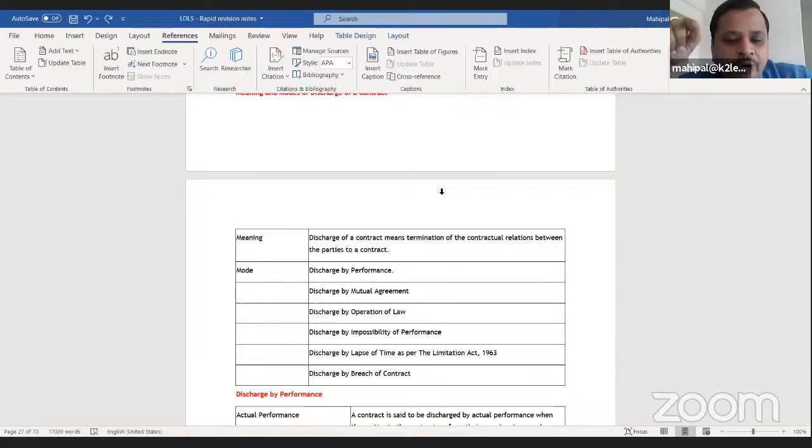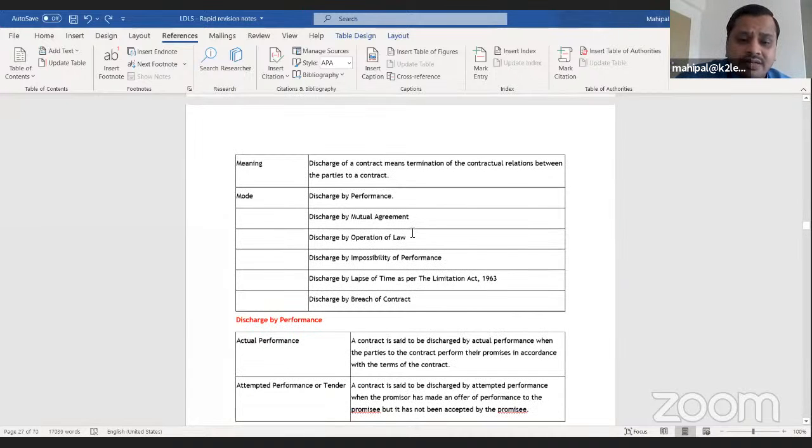So remember 6 points in discharge. Kindly remember, discharge means end, and end always happens with a super sixer. Mahendra Singh Dhoni. Correct? Number one, performance. Number two, mutual agreement. Number three, operation of law. Number four, impossibility. Number five, lapse of time. And number six, breach of contract. Performance we just saw. It could be actual or attempted.